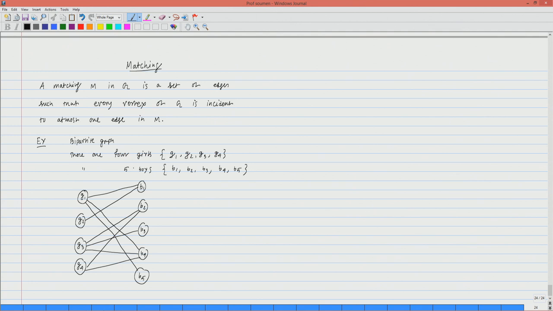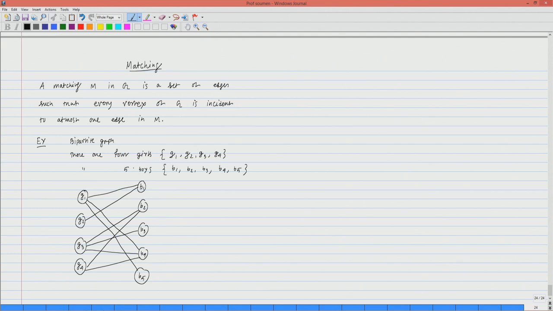Now, what is a matching? You can't match one girl with two boys, so one girl will be matched with one boy. Similarly, you can't match two girls with one boy. That is why it is a collection of edges such that every vertex of G is incident to at most one edge in M.